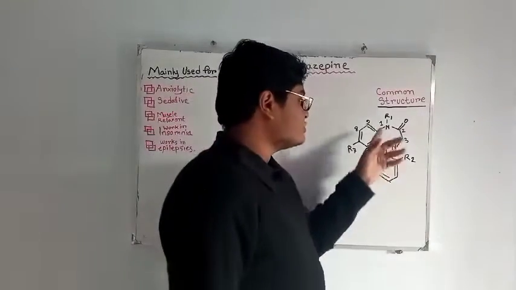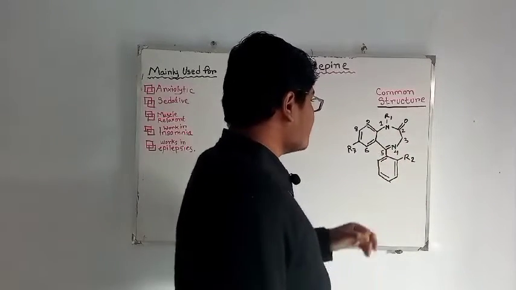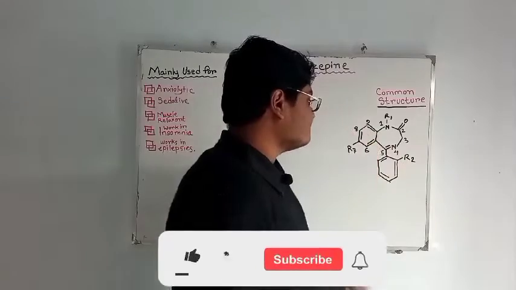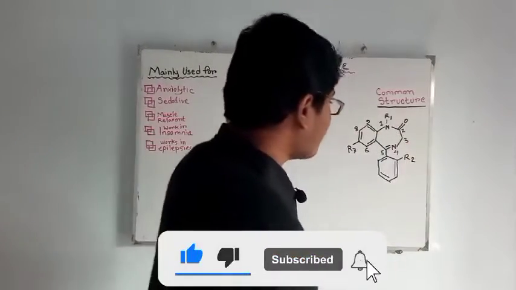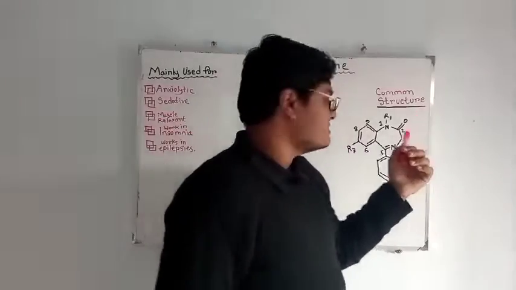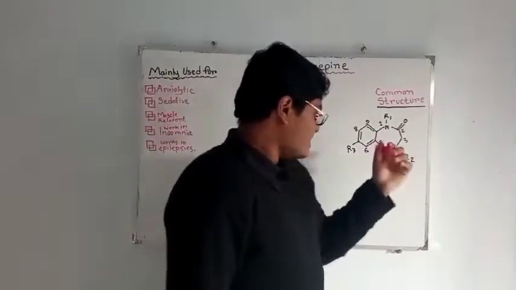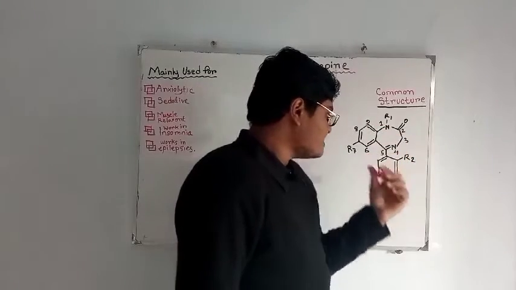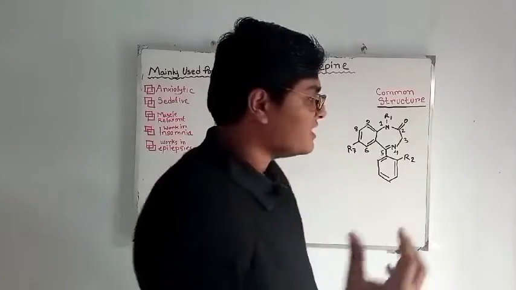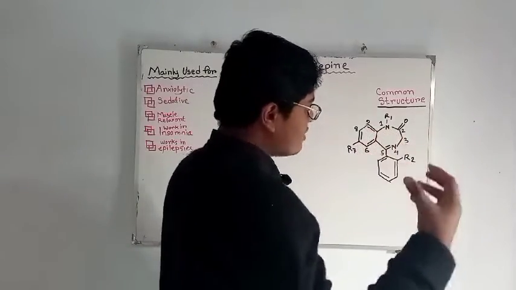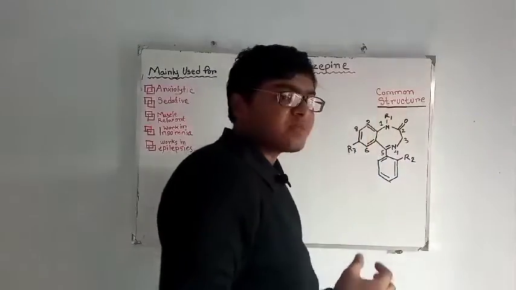Here you can find two nitrogens at the one position and the four position. You can find a benzene ring here, and you can find the keto group in the number 2 position. The keto group is most important for the work of benzodiazepine, and this is the common structure. You can change the structure, and you can discover many derivatives from this structure.